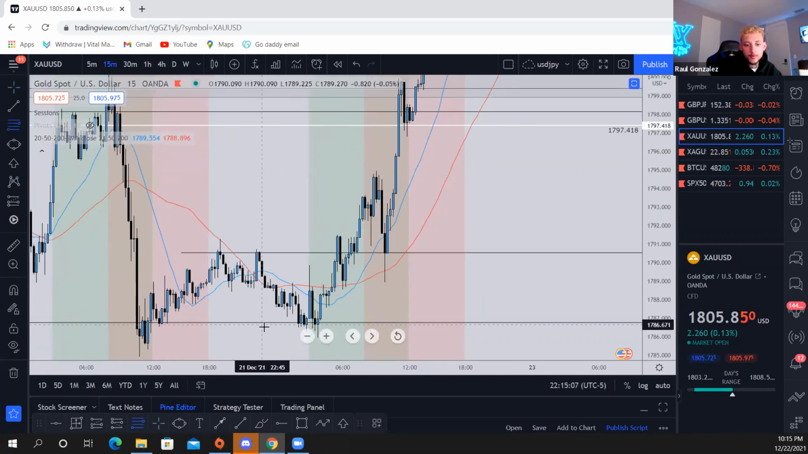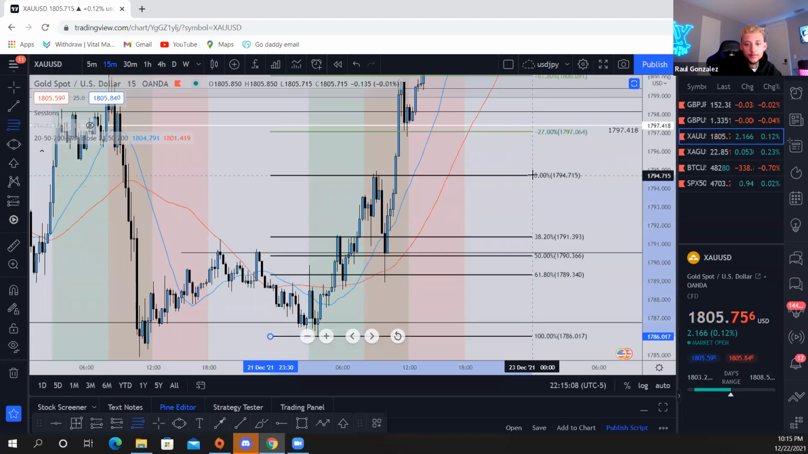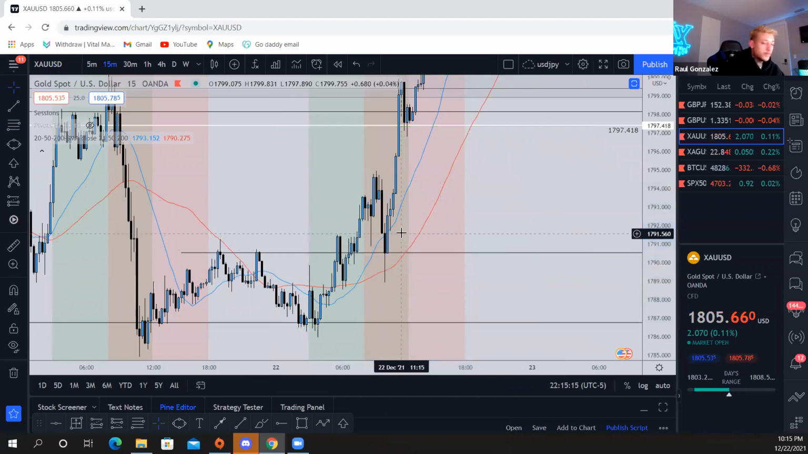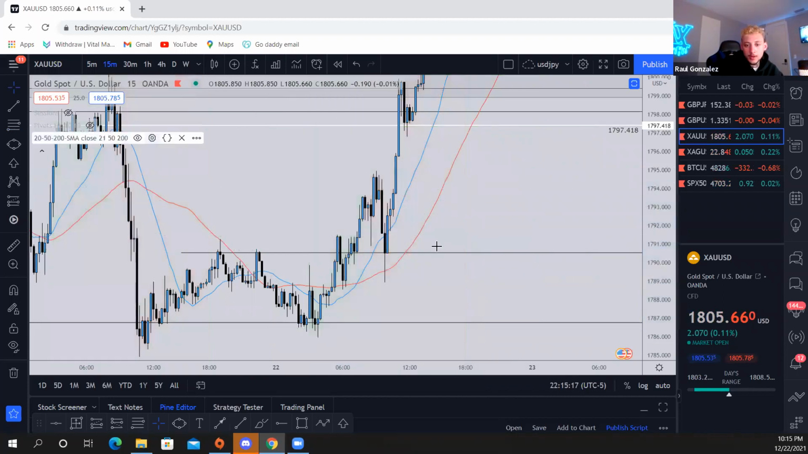I mean, you can even pull a fib from this point to this point, and price pulled back 618, closed above the 50. It depends though, because gold is in a very choppy area.